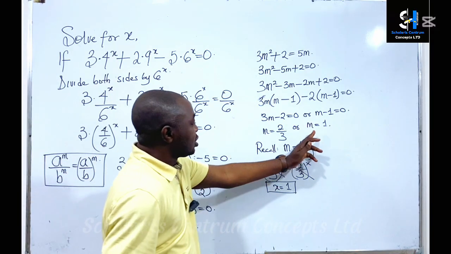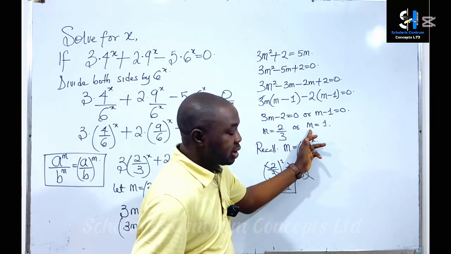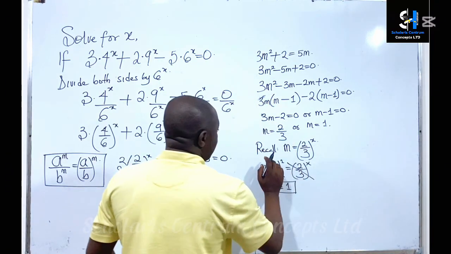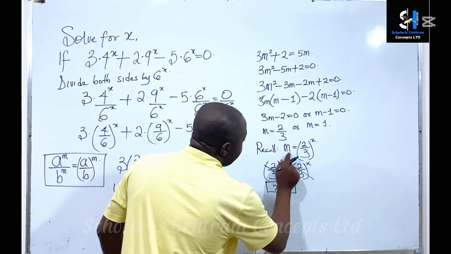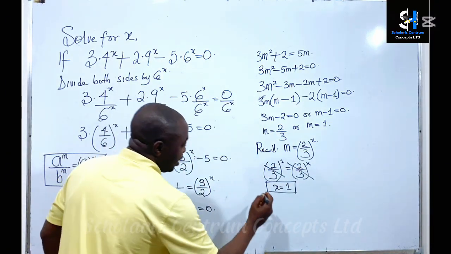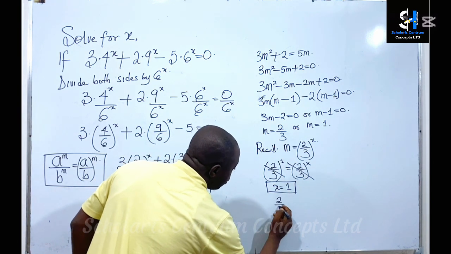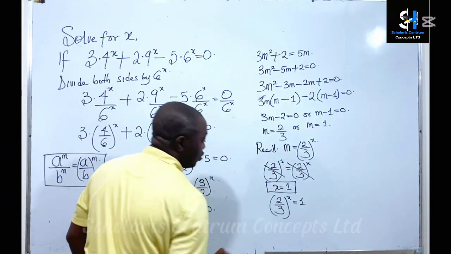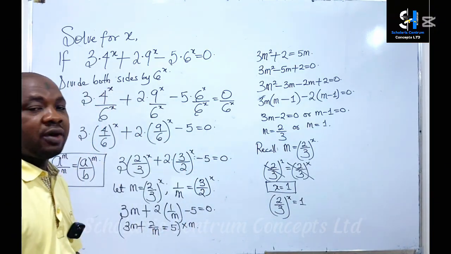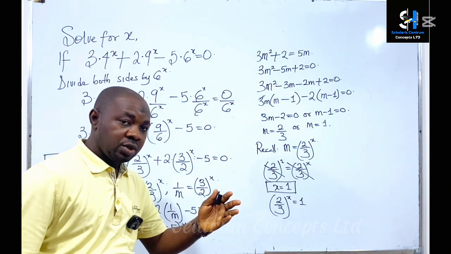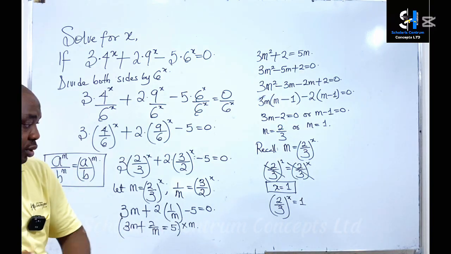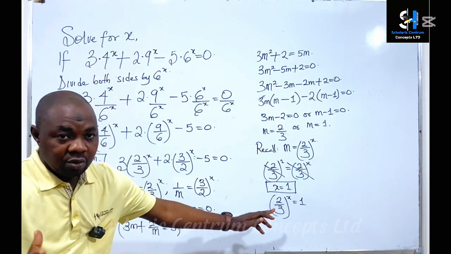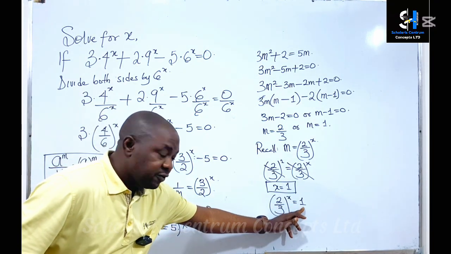Then also we know that the second value of m is when we have m equals 1. So again we recall that from m equals 2 over 3 raised to the power of x, we can also have 2 over 3 raised to the power of x equals 1. And we know that when we have a number raised to the power of 0, that will give 1. So 2 over 3 raised to the power of 0 will be the same thing as this value, that's 1.